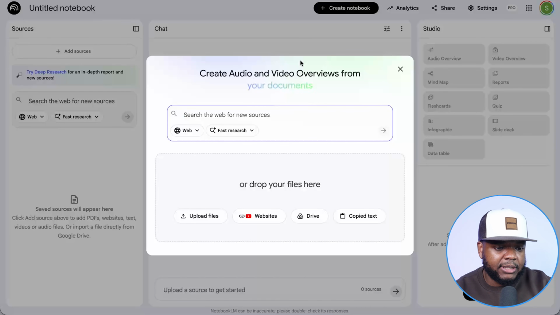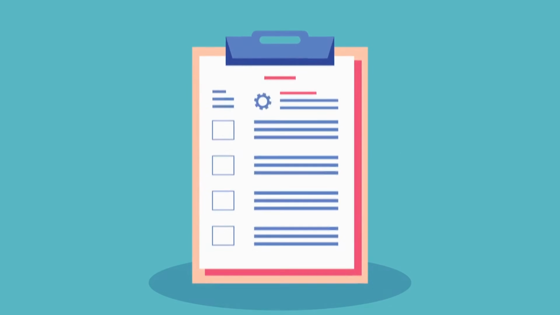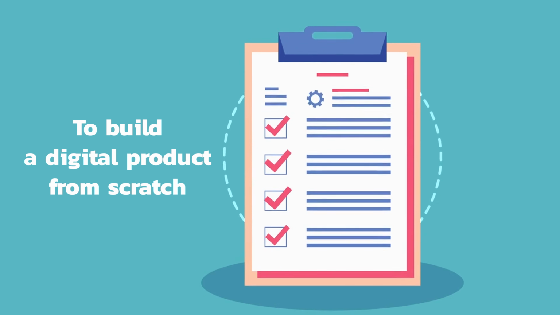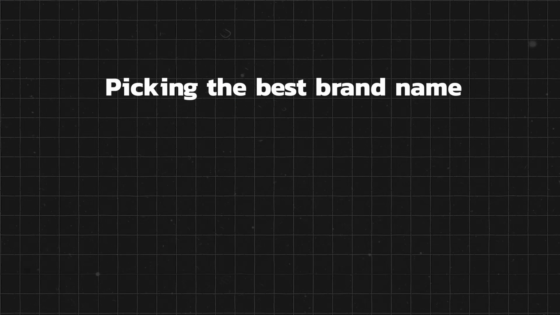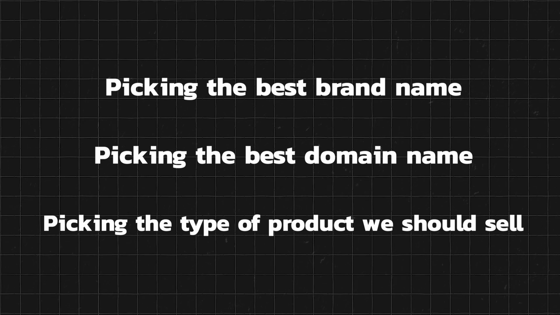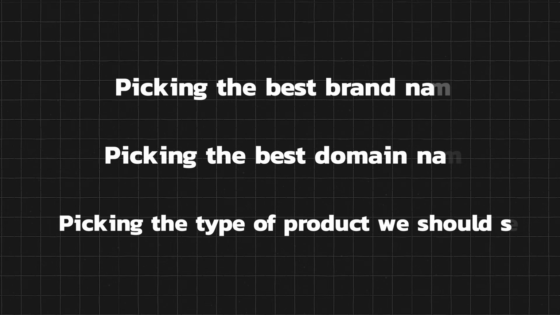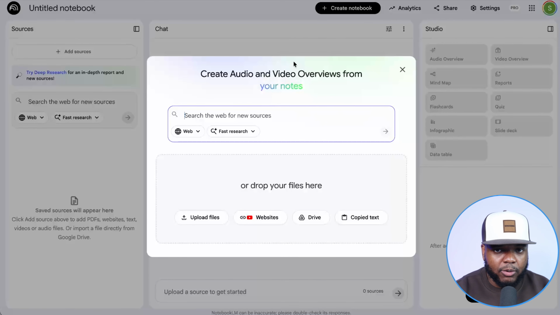And because I've had a lot of new subscribers join the channel recently, for those of you that aren't sure of exactly what it is, how it works, and why we're even using it, it's going to help when it comes to breaking down a custom step-by-step blueprint as to what we need to do to build a digital product from scratch. It's going to help with picking the best brand name, the best domain name, the type of product we should even sell, just everything that goes into doing things in the right way. We're going to be able to use NotebookLM.